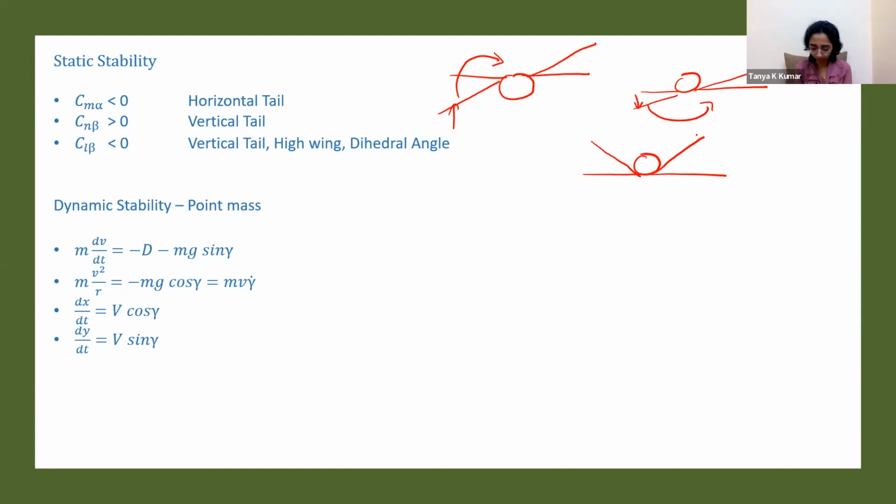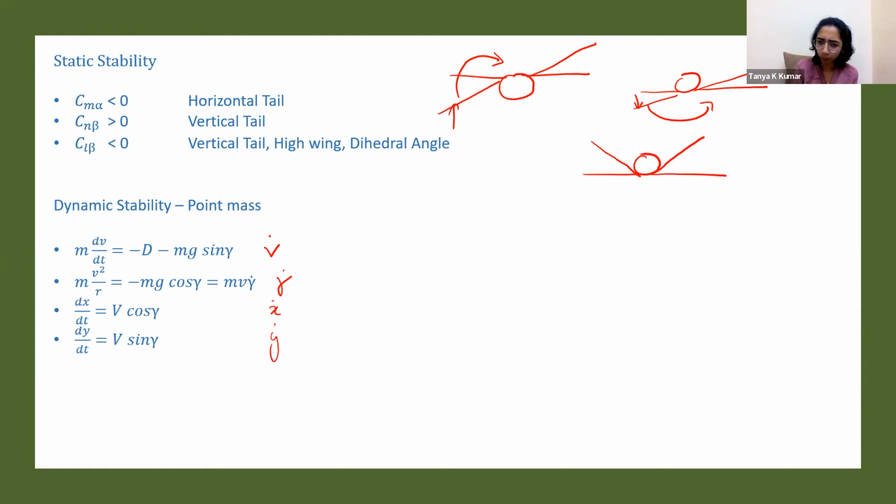We then moved on to dynamic stability. We started with a point mass in a 2D system, in a 2D coordinate system. The point mass system is defined by these four equations of motion. The first equation shows you V dot, how the velocity varies. Then it shows you gamma dot. Then the translational components, how it varies in the x direction and how it varies in the y direction. So these are the four equations of motion that show you how the point mass moves in a 2D coordinate system.